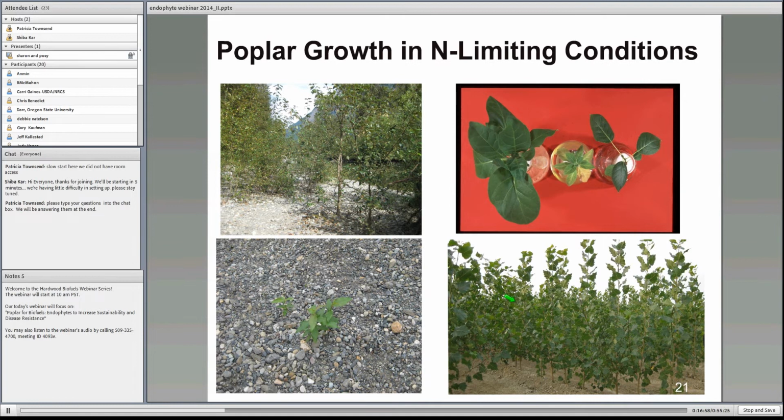It's also been shown by various different growers of poplar at plantation scale that they often don't even need to add fertilizer. So they're showing that in these cases there are endophytes already in their poplar that enable them to grow without fertilizer.